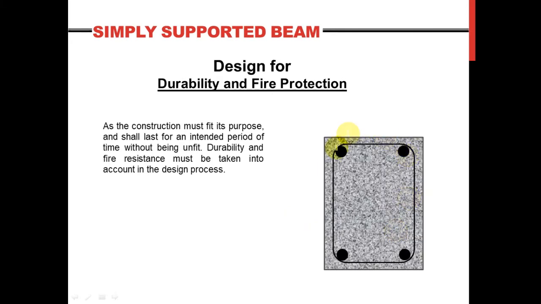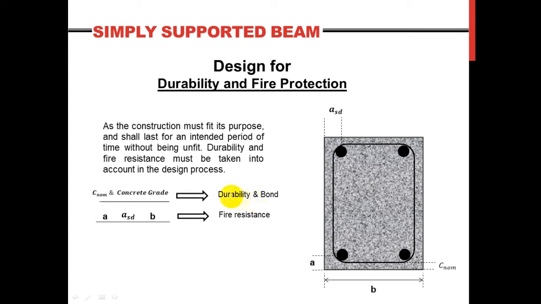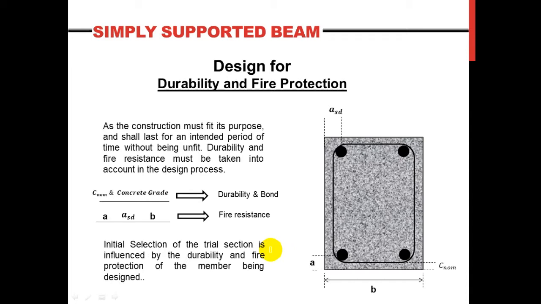By looking at this cross section of a beam, there is the axis distance a, the side axis distance a_sd, and the width b. These are needed when assessing members' fire protection. On the other hand, nominal cover plus the grade of concrete along with other measures are parameters to be checked for durability and bond. Both durability and fire resistance will be checked separately later on. But first of all, let's look at how they influence the initial sizing of a member.